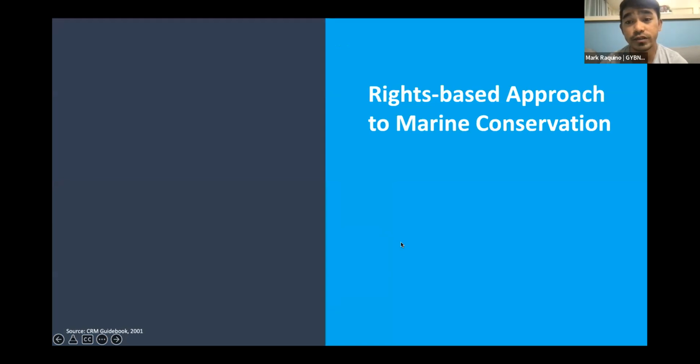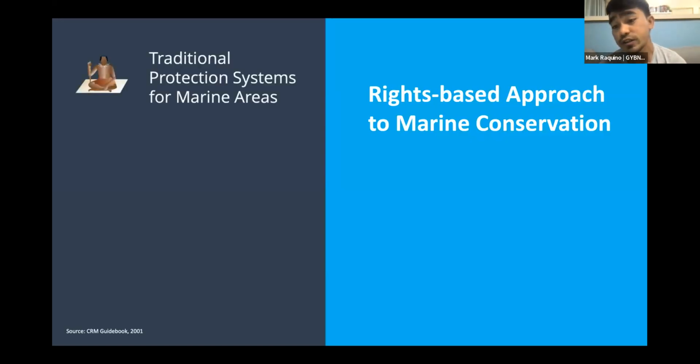For that, similar to Divya, I want to also leave three main concepts in terms of rights-based approaches to marine conservation. The first is to look into traditional protection systems for marine areas. In Southeast Asia, we have diverse cultures that look into marine conservation. There are ancestral waters being managed by indigenous communities. So rights-based approach conservation looks into and respects these traditional protection systems.